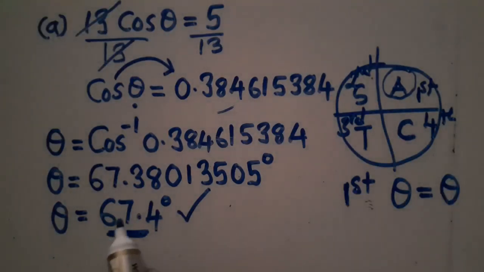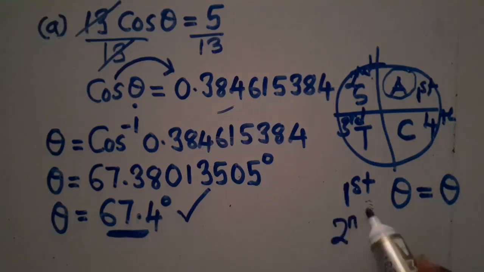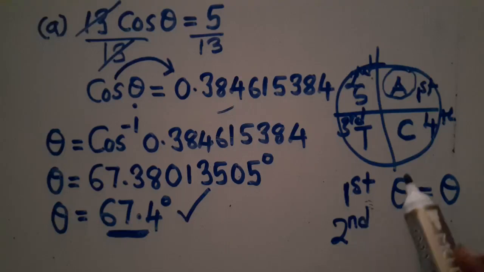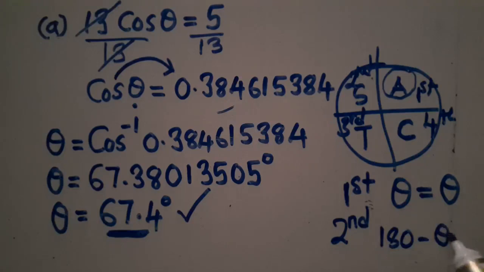So if you say 67.4 degrees is equal to theta, that's the answer there. In the second quadrant, you say 180 minus theta is equal to theta. This is what you are going to do. If you want to find the value of theta, this theta which is here is the answer which you found. So you say 180 minus theta is equal to 67.4.